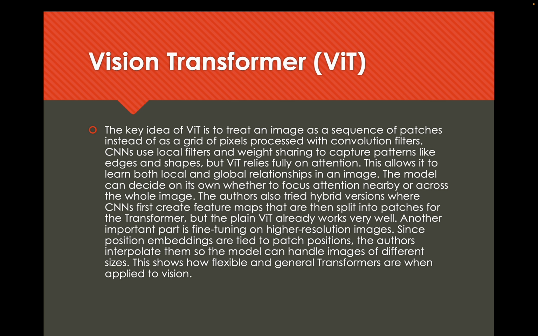Vision transformers. The key idea of ViT is to treat an image as a sequence of patches instead of a grid of pixels processed with convolutional filters. CNNs use local filters and weight sharing to capture patterns like edges and shapes, but ViT relies fully on attention. This allows it to learn both local and global relationships in an image. The model can decide on its own whether to focus on nearby areas or attend across the whole image.